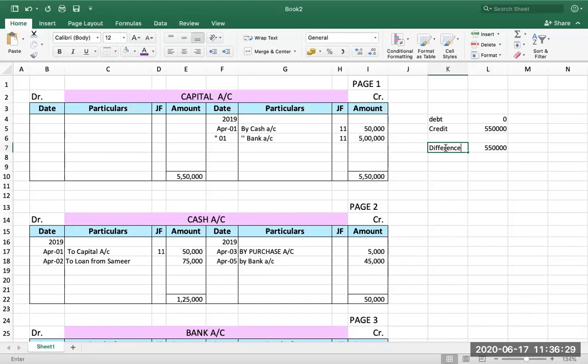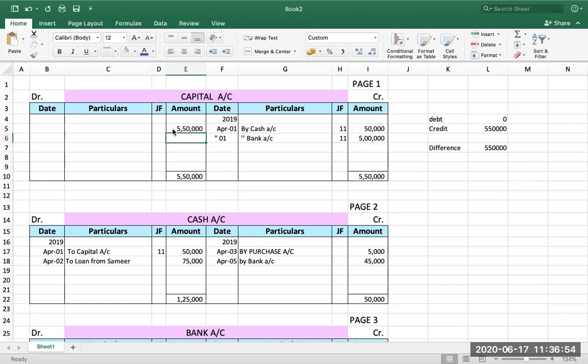Now this difference you have to write on the shorter side. Shorter side means where the total was less. Which side was the total less? The total was less on debit side. So this difference of amount which we have found out, that will be written on the shorter side.